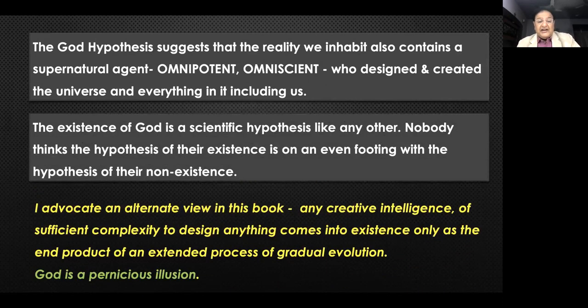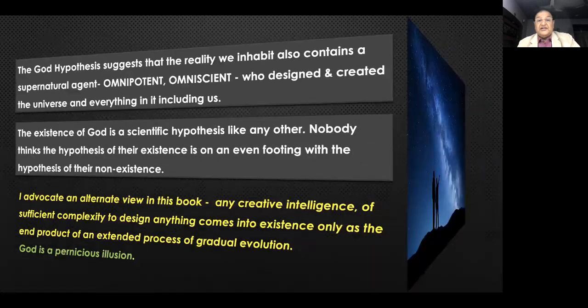And he says, I advocate an alternative view in this book. Any creative intelligence of sufficient complexity to design anything comes into existence only as the end product of an extended process of gradual evolution. And he says that God is a pernicious illusion. It's not just an illusion, it's a pernicious illusion.